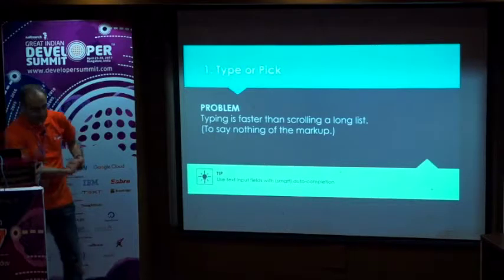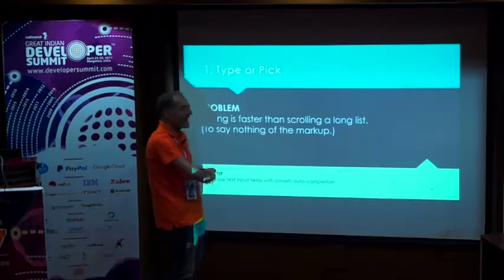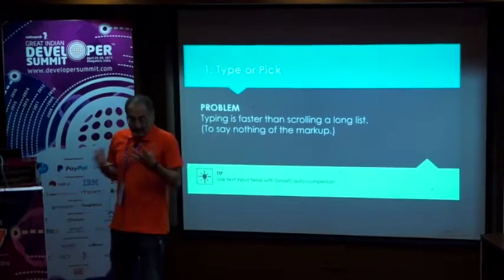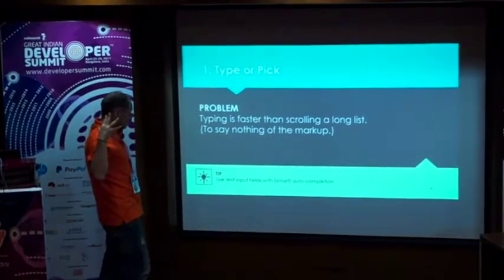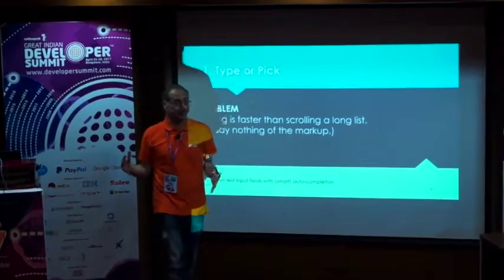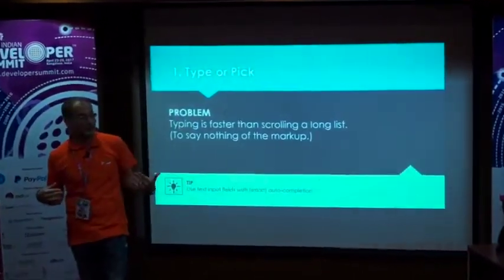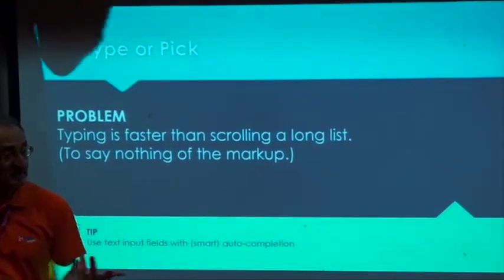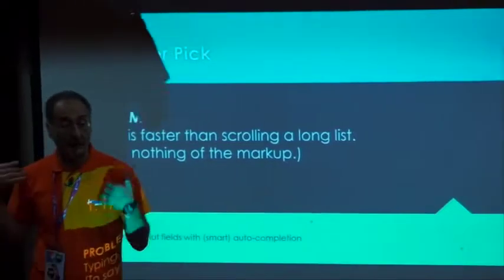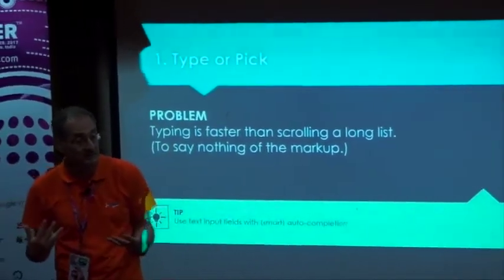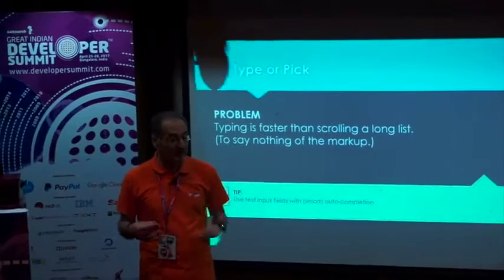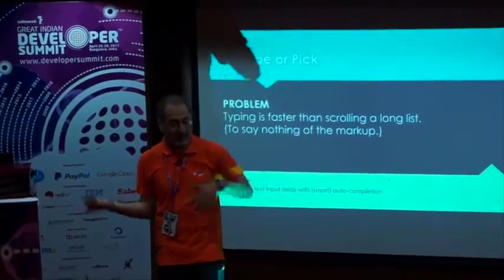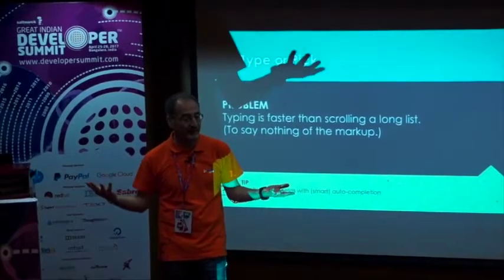First one, problem number 1, should you type or should you pick? The problem is, users have to make a choice. So since the early days of development, since the early days of graphical user interfaces, the problem has been solved by offering drop-down combo boxes, drop-down lists, list boxes, multiple single selection, those kind of things.